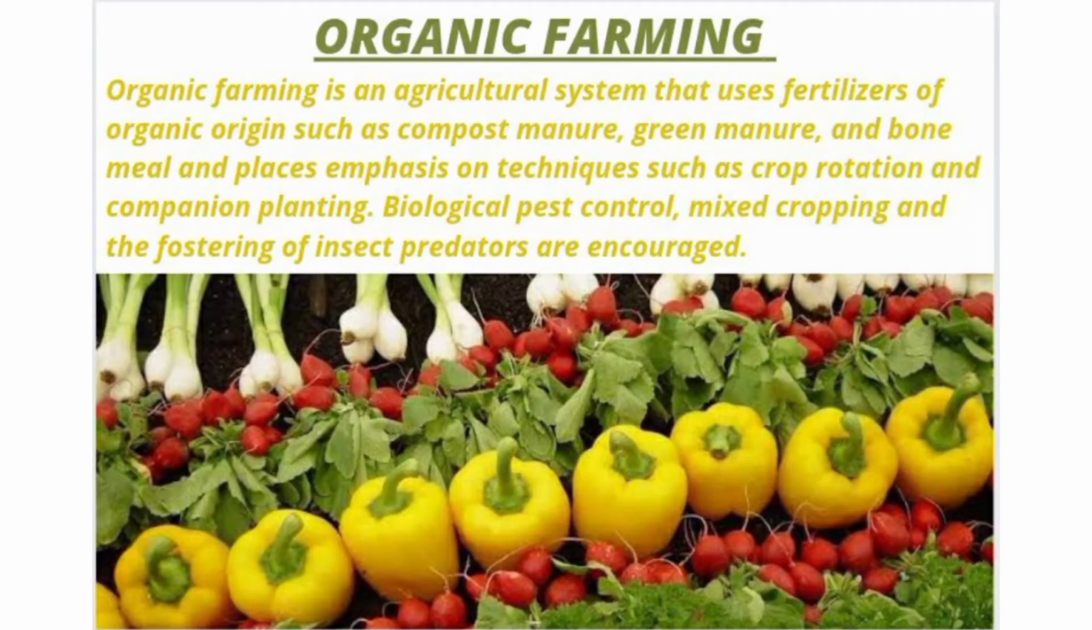Organic farming. Organic farming is an agricultural system that uses fertilizers of organic origin, such as compost, manure, green manure, and bone meal, and places emphasis on techniques such as crop rotation and companion planting. Biological pest control, mixed cropping, and the fostering of insect predators are encouraged in organic farming.